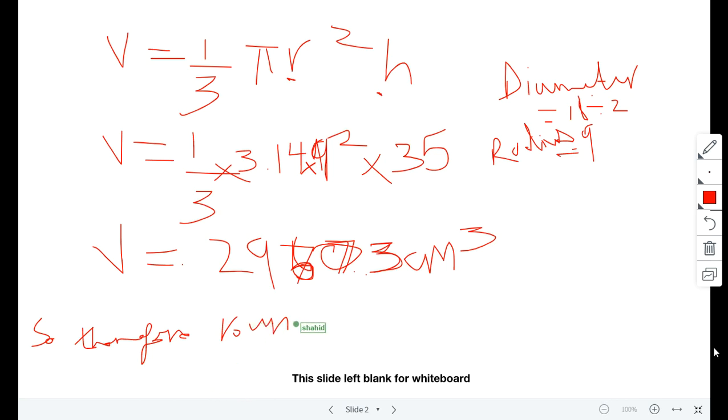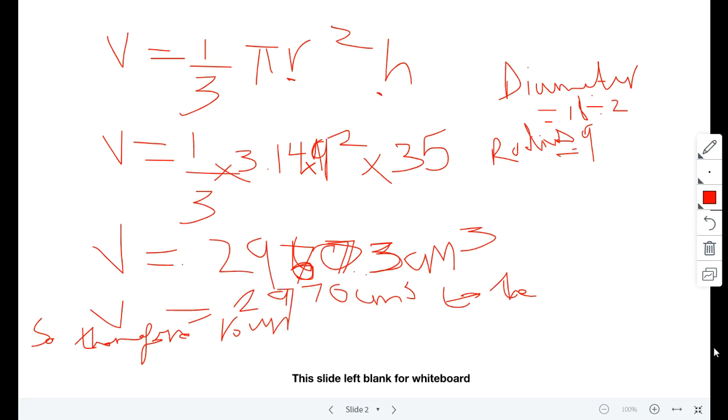So what I'm asking is, once I've written this, do I write V equals 2970? Would I just write an explanation here, so therefore the answer to the nearest 10 centimeters cubed equals blah blah blah, or would I just say V equals 2970 centimeters cubed? You can write in both ways. Both are correct.